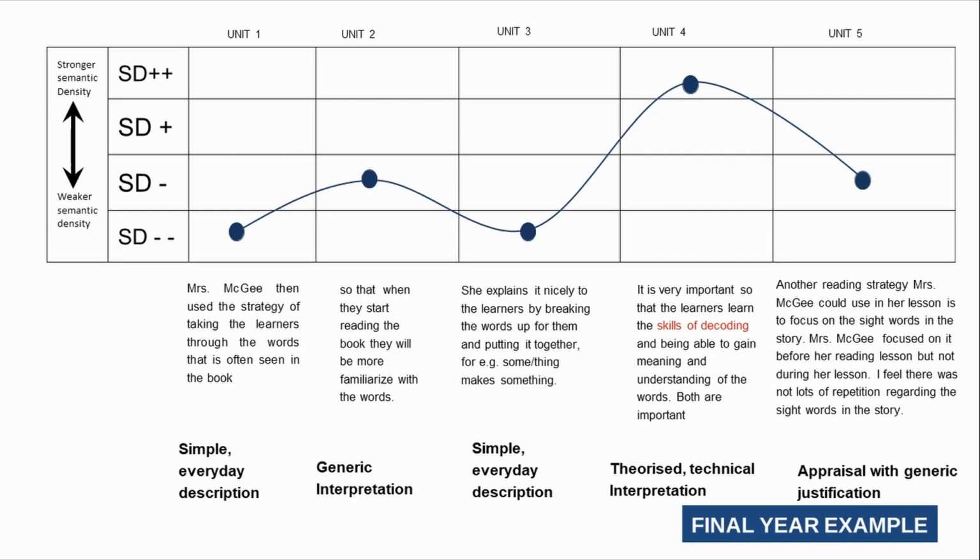Right. But what's germane here is the post-modifier of taking the learners through the words that is often seen in the book. That's sort of two post-modifiers, one for the strategy and one for the words. And again, I'm slipping back into semantic gravity rather than density. Whereas skills of decoding seems to me completely decontextualized. That is to say, if you haven't read a lot of the literature, you don't really know what that refers to. Yeah, so it's quite specialized in this particular context of teaching reading.